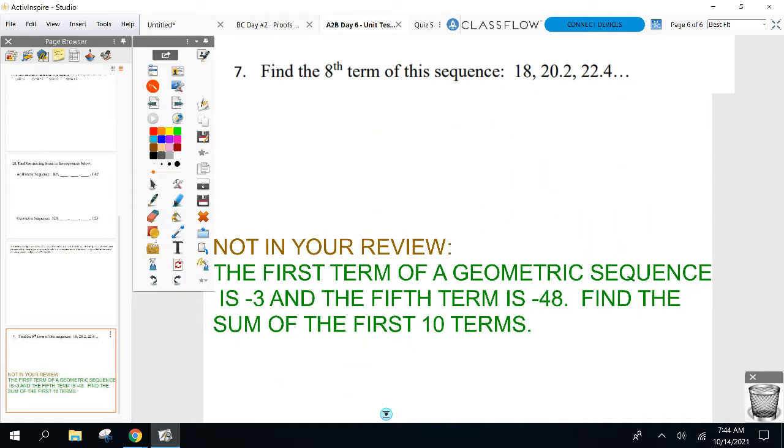And then you got some blank space anywhere. You want to make a question 28 at the end. This one, I couldn't find one like this in your packet at all, so I just made one up that's very similar to the one on the test. So this is not in the review. If you want to make this problem number 28, go right ahead. First term is -3, fifth term is -48. Find the sum of the first 10 terms in this sequence.